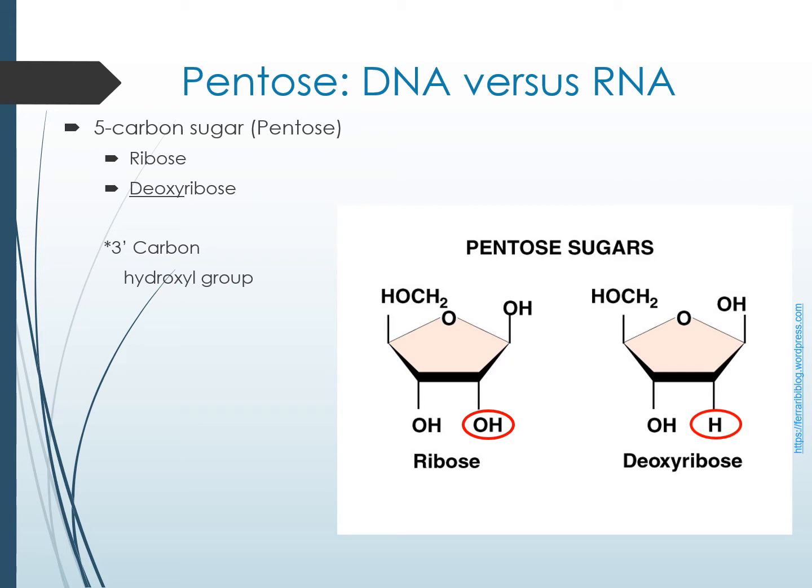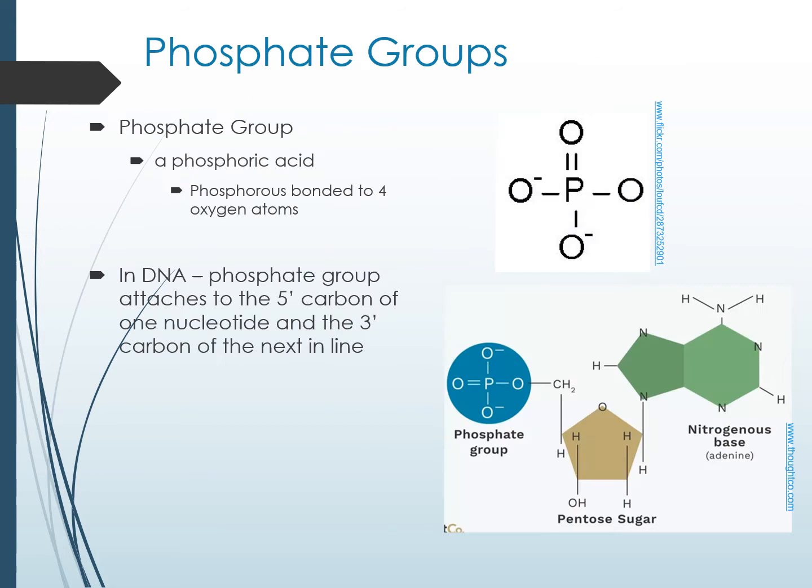Notice in the image, on the left is ribose and on the right is deoxyribose. They are the same except for what is in the red circle. RNA has an OH or hydroxyl group, while DNA has only a hydrogen atom. You can think of it as having been deoxied. The location of this difference is at the 3' carbon.